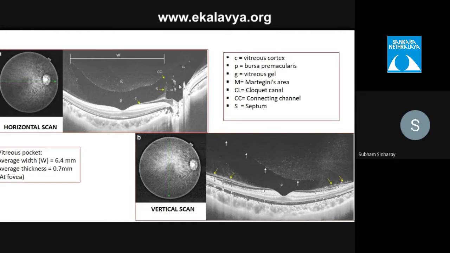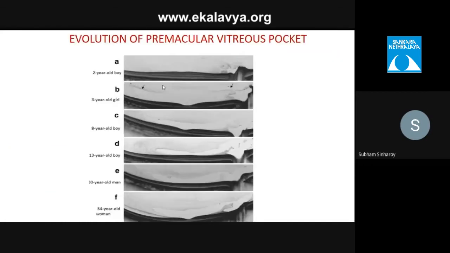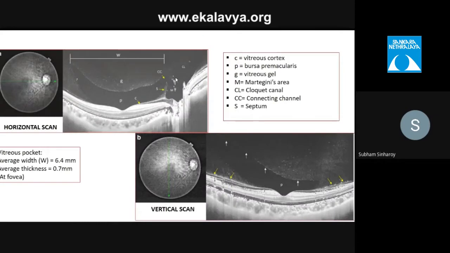We can see another space just above the optic disc, represented by M, which is nothing but an extension of the Cloquet's canal, the area of Martegiani. There is a septum-like structure separating the two pockets, the Cloquet's canal and the premacular bursa. But you can still see a connection between the two pockets, which is called a connecting channel. So there is definitely a connection between the premacular bursa and the Cloquet's canal.